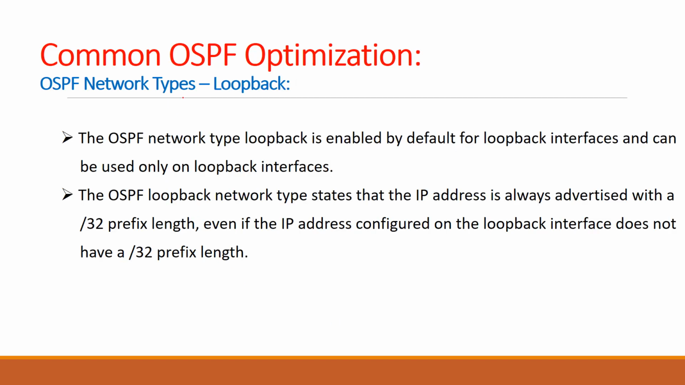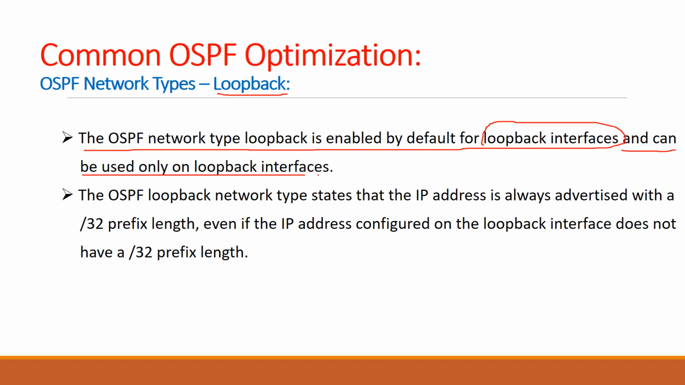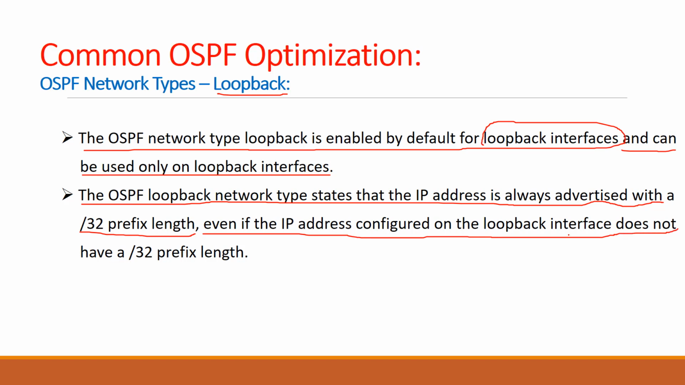A third network type is the loopback network type. The OSPF network type loopback is enabled by default for loopback interfaces and can be used only on loopback interfaces. The OSPF loopback network type states that the IP address is always advertised with a /32 prefix length, even if the IP address configured on the loopback interface does not have a /32 prefix length.